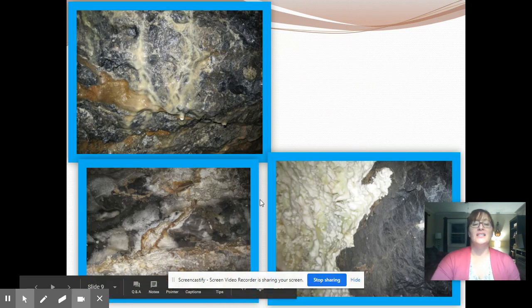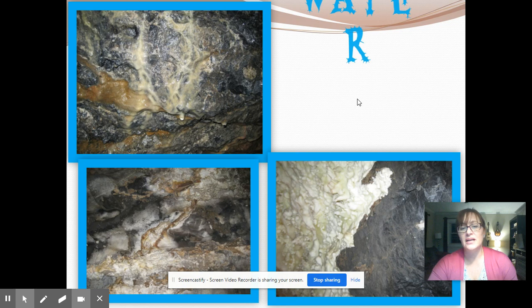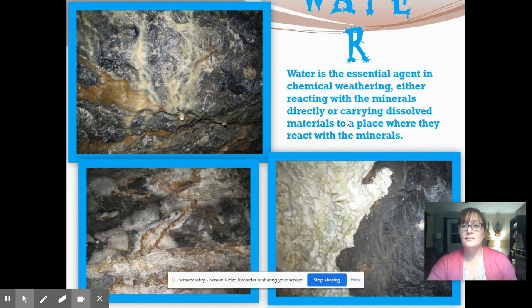So here's an example. Pretty neat there. You can see a lot of that white stuff is the calcification of the rock, and that's where water has seeped in through cracks in the rock and carried minerals with it. So the water is the essential agent here.